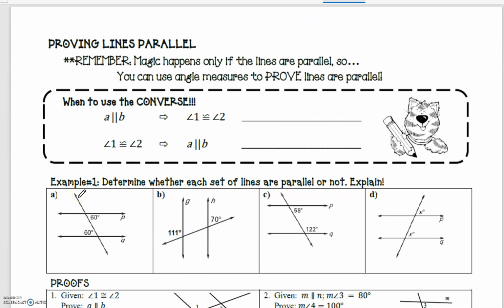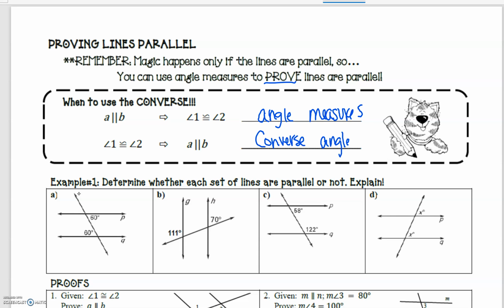So proving lines parallel, remember the magic happens only if the lines are parallel. So you can use the angle measures to prove that those lines are parallel. So it's kind of going the other direction, which is called the converse. When we use the lines parallel already and prove those angle relationships, then we are using the angle measures. And if we are going the other way, then we're using the converse of those angle relationships.